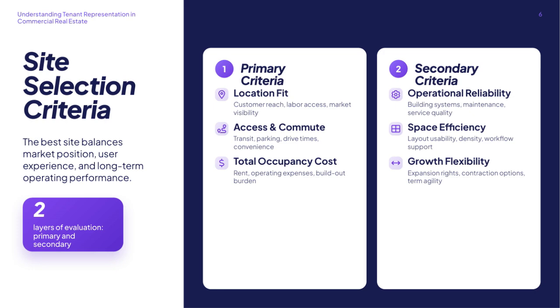Secondary criteria help refine the decision by looking at operational reliability, including building systems, maintenance, and service quality. Space efficiency is also important, ensuring the layout supports usability, density, and smooth workflow.